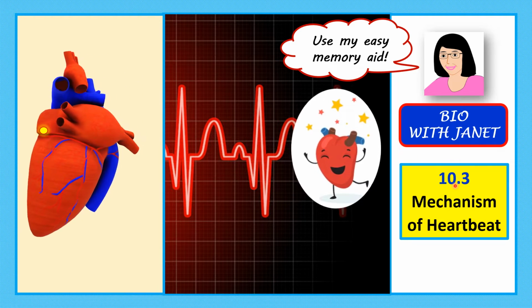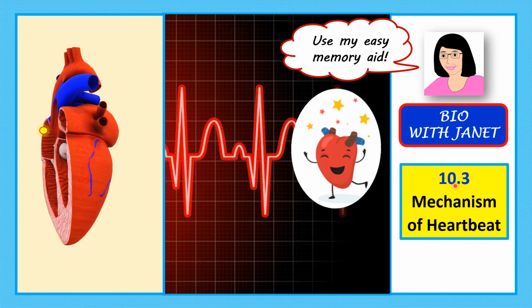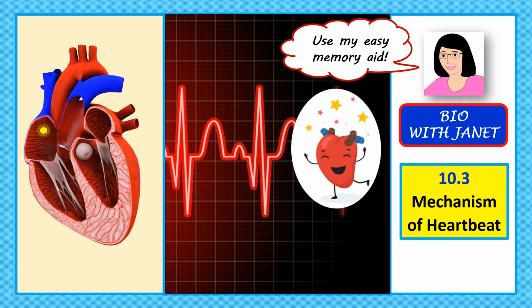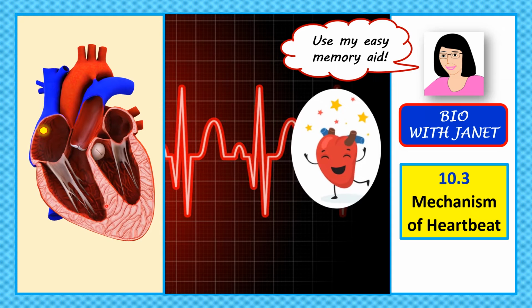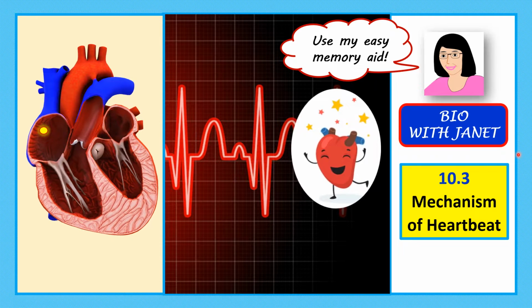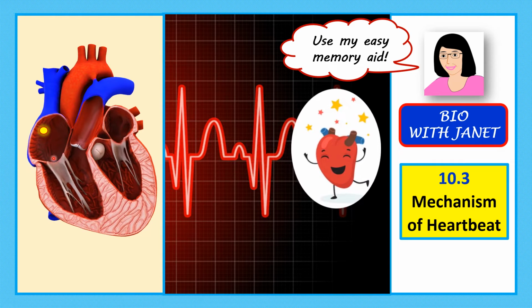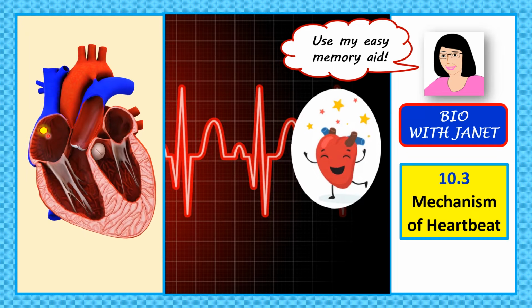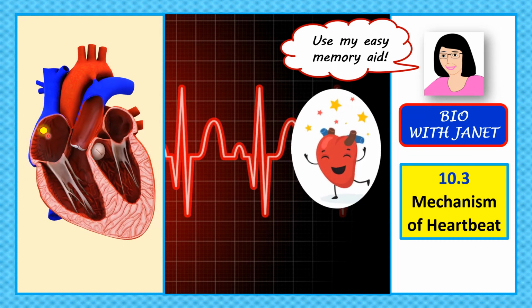So the average heart is only the size of an adult fist, but it pumps about 7,000 liters of blood every day. So a healthy heart has an efficient electrical system consisting of the sinoatrial node in the right atrium and other tissues which control the rhythm or beating of the heart.